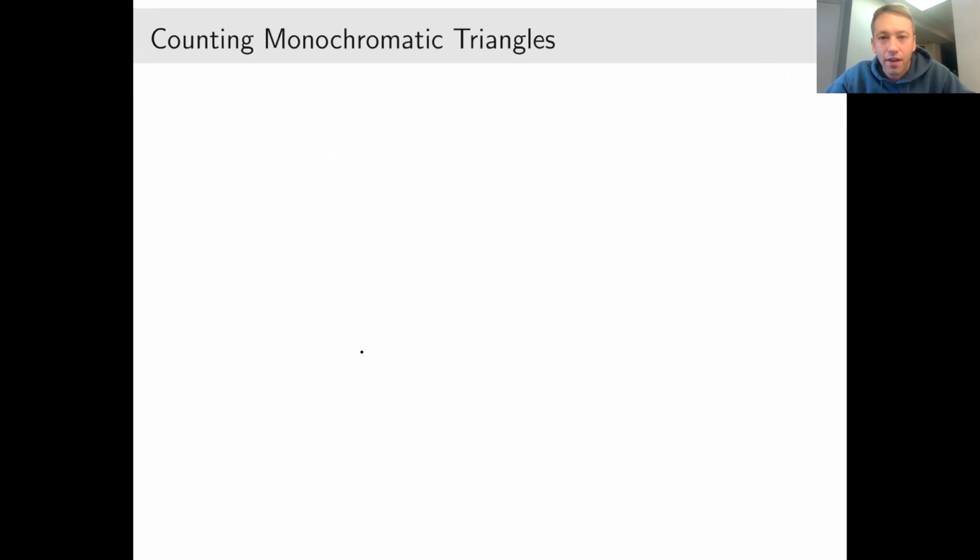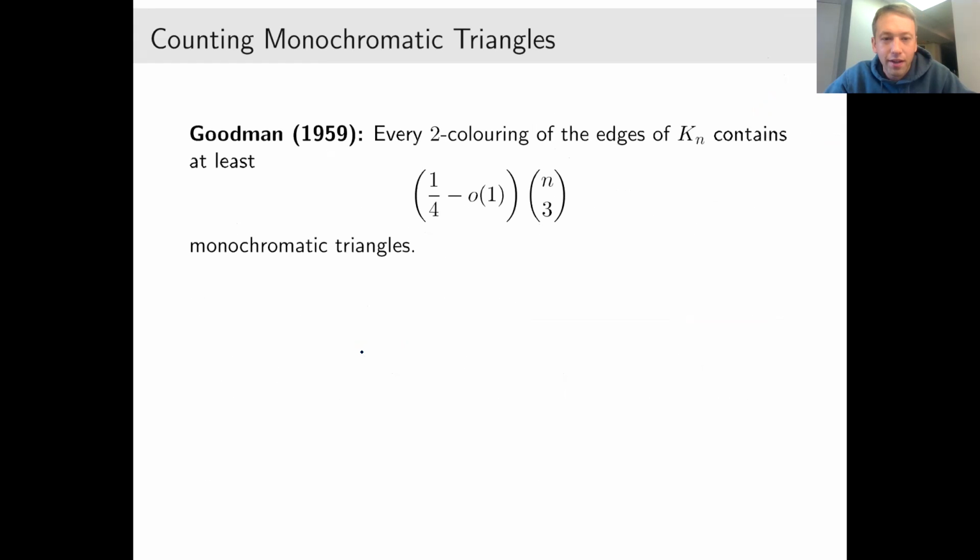Okay. If not, let's think about the first interesting case, triangles. This is a famous old result of Goodman, which says that if you take a complete graph on n vertices and color the edges red and blue, no matter how you color it, the number of monochromatic triangles must be at least this quantity here, which is basically a quarter times n choose 3 minus some small order term. And how do you interpret this?